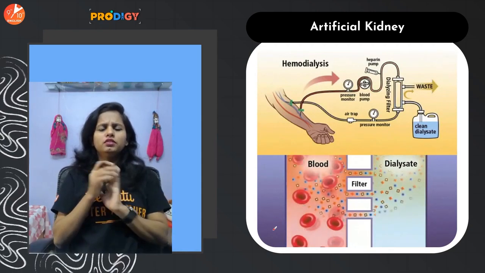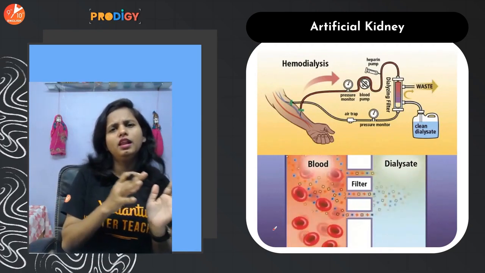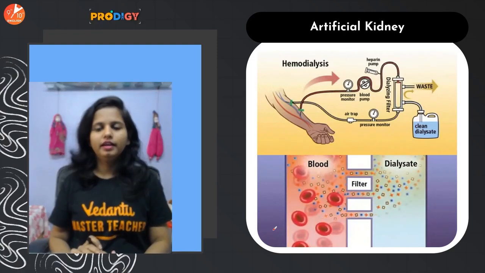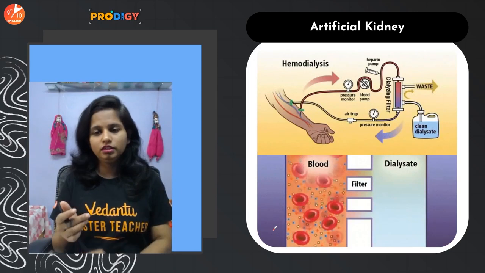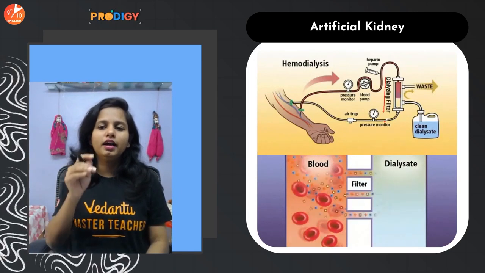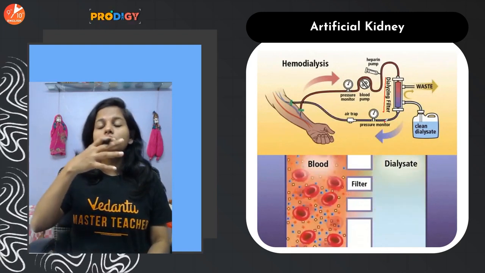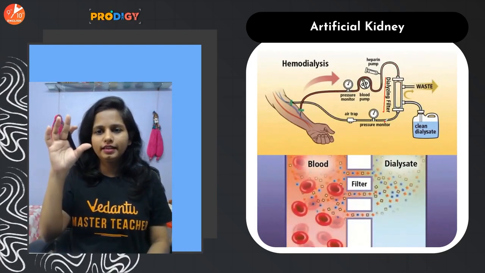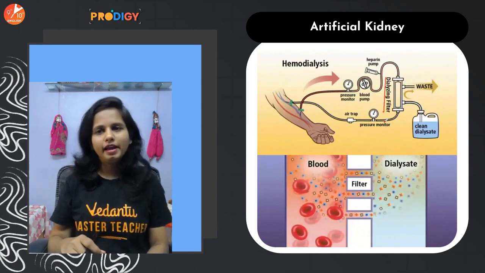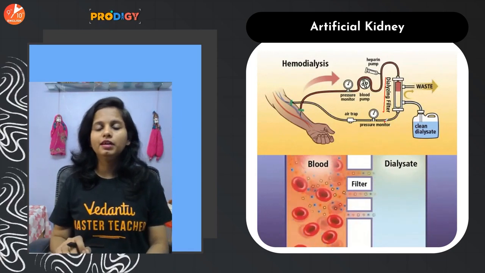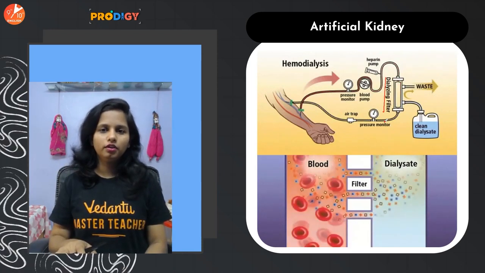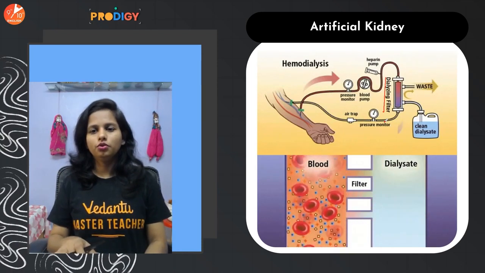What happens in this procedure is that the blood is allowed to pass through a dialyzing filter. In this dialyzing filter, all the nitrogenous waste that has accumulated is removed, and the filtered blood is then pumped back into the patient's body. At a time, 500 ml of blood can be withdrawn and used for the dialysis procedure.